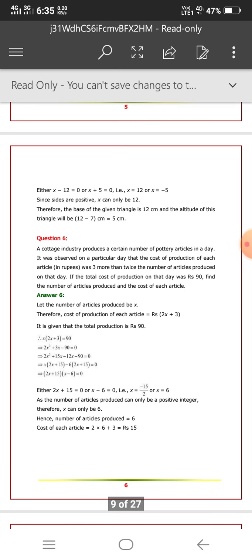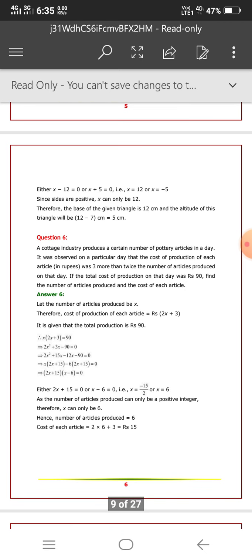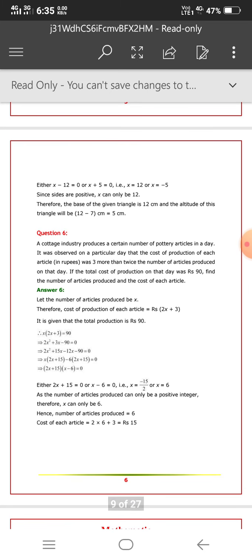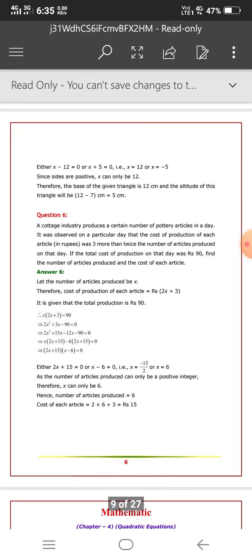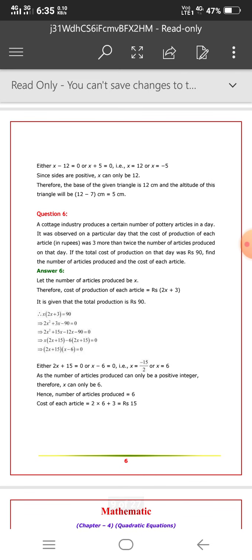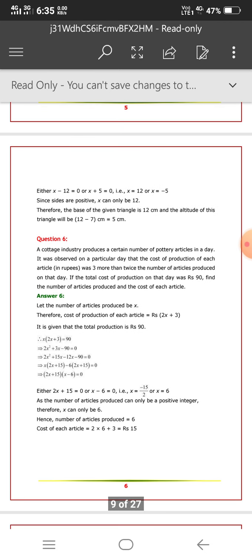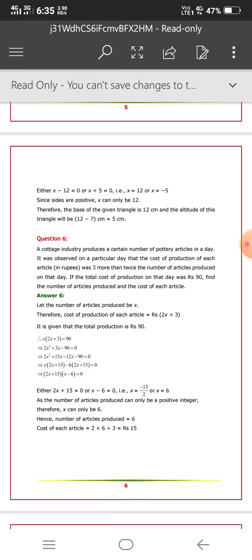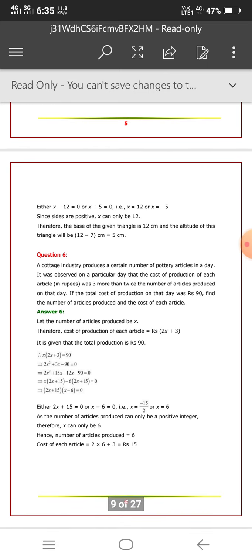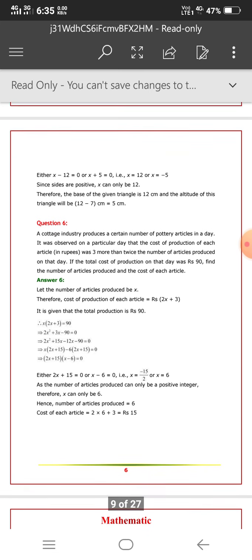So just you have to suppose the number of articles is x, then the cost of production is what? 2x plus 3. And it is given that total production cost is 90 rupees, so x into (2x plus 3) is 90. This will be converted into a quadratic equation. After solving by the middle term split method, you get the two factors (2x plus 15) and (x minus 6) equal to 0. Separately equating to 0, you get x equal to minus 15 by 2 and 6, but you have to take only 6. So articles produced is 6 and cost will be 2 into 6 plus 3, that is 15 rupees.